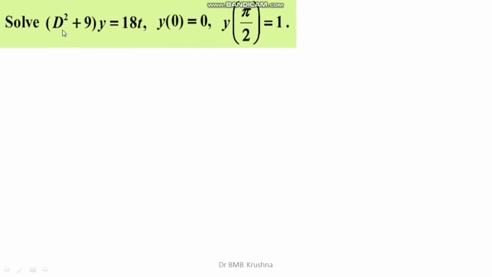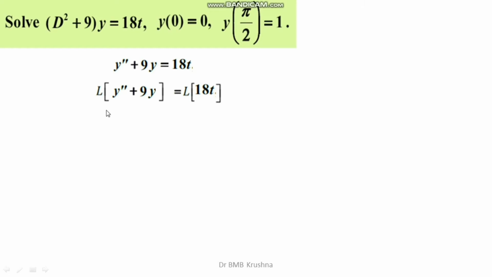For this kind of problems, first we consider a second order non-homogeneous linear differential equation. It is in the t space. We can apply Laplace transform on both sides of this equation. We have L of y double dash plus 9y equals Laplace transform of 18t.